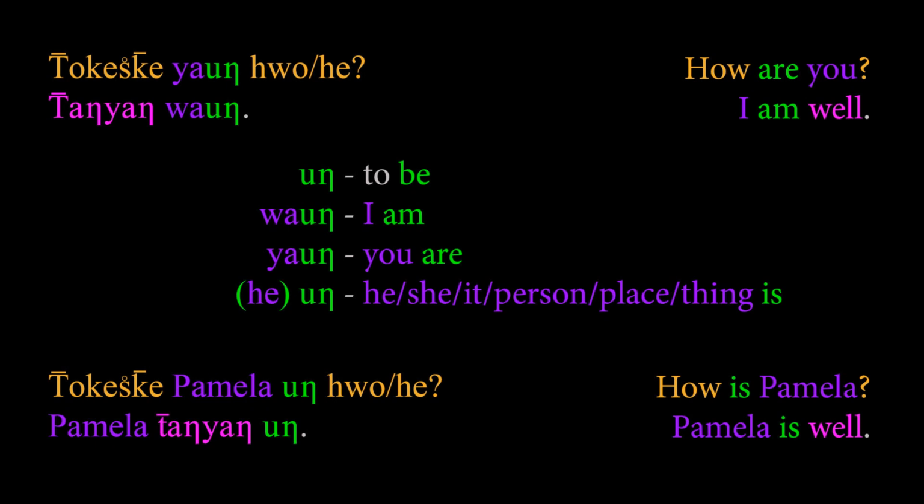Okay, so now go to the one below. Repeat after me, please. The question. Dokeshke Pamela unhe. Next sentence. Repeat after me, please. Pamela Dayan un. Very good. Very good. Now let's dialogue. Okay, I'm going to ask the questions, you answer. So, here we go. Dokeshke ya unhe. Dokeshke Pamela unhe.